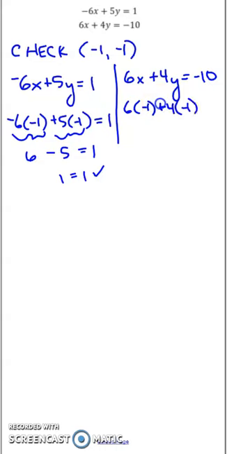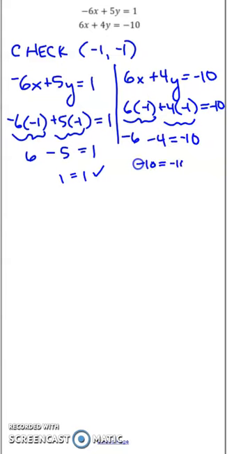Use those parentheses when you substitute in. It'll help with some sign issues. So I have negative 6 minus 4. Does that equal negative 10? Negative 10 equals negative 10. Awesome, I'm good to go. So our solution was, in fact, negative 1, negative 1. Okay, that's what we're going to do. We're going to look at a few more examples. If you think you got it, go for it. If you hit a bump, come watch some more examples.